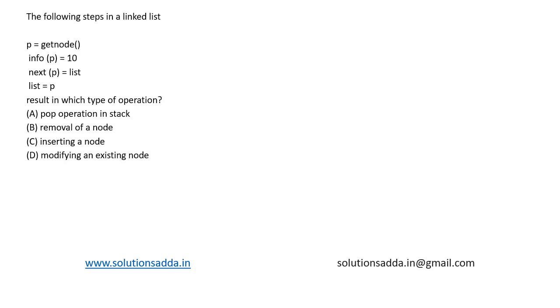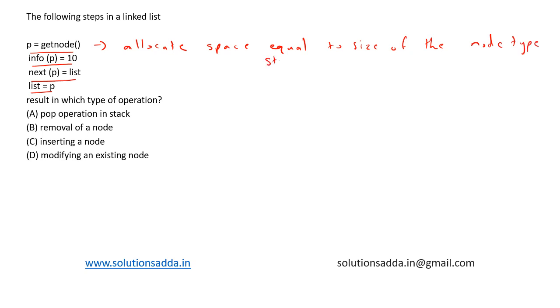This is a question from data structures. The following steps in a linked list: p equal to getnode, inf of p equal to 10, next of p equal to list, list equal to p, result in which type of operation? So p equal to getnode is a function that allocates space equal to the size of the node type structure and returns a pointer p.